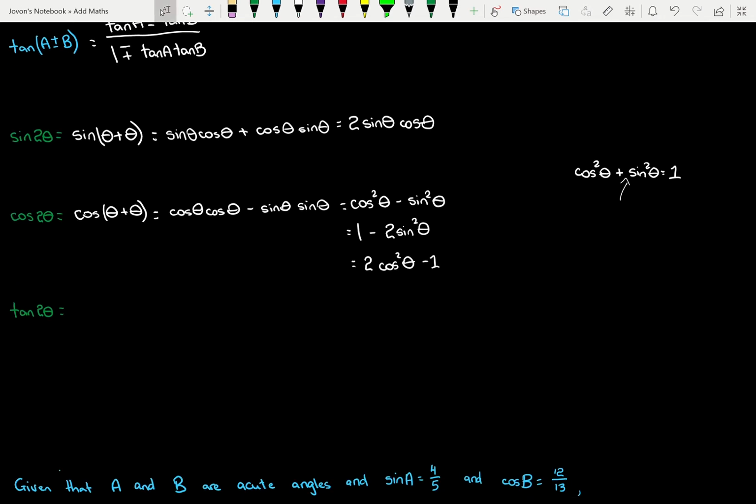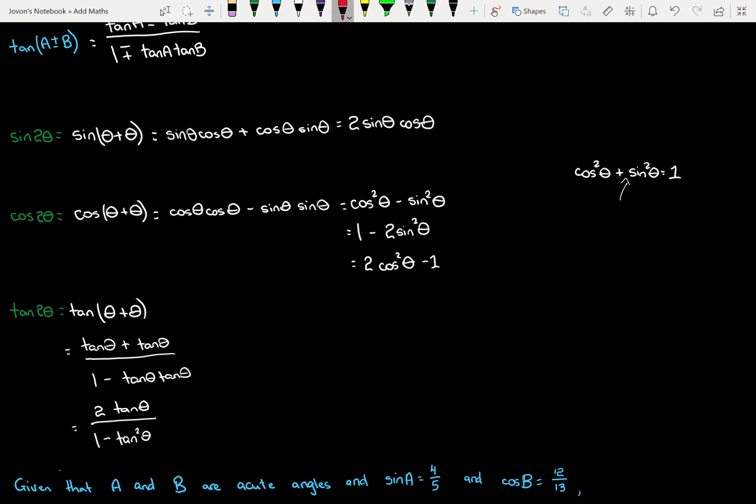Okay, now tan 2 theta is the equivalent of tan (theta plus theta), which is equal to tan theta plus tan theta all over 1 minus tan theta tan theta, which is equal to 2 tan theta all over 1 minus tan squared theta.